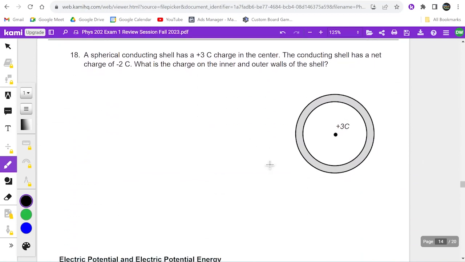Anyways, number 18. A spherical conducting shell has plus 3 coulombs charge in the center. The conducting shell has a net charge of negative 2 coulombs. What is the charge on the inner and outer walls of the shell?